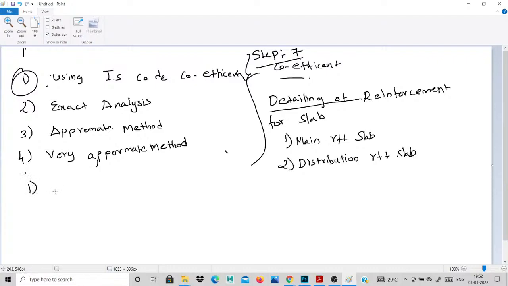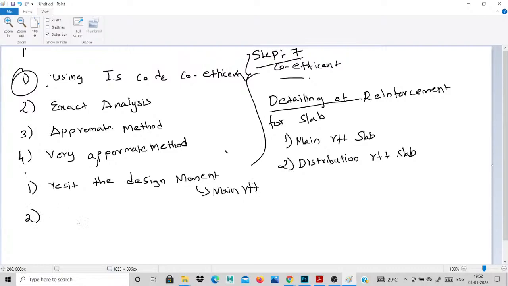What is meant by main reinforcement? It resists the design moment. This steel that resists the design moment is known as main reinforcement.